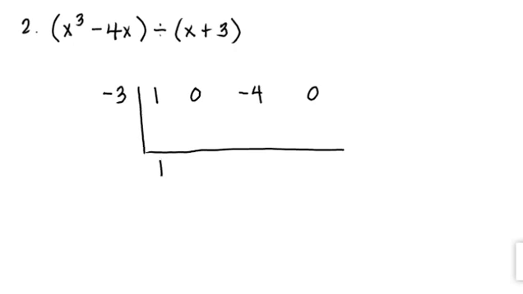So bring down 1, followed by negative 3 times 1 is equal to negative 3. At ito ay isusulat natin muli sa katapat ng 0 na matatagpuan sa second column. And 0 minus 3 is equal to negative 3. And negative 3 times negative 3 is equal to positive 9. At ang positive 9 naman ay susulat din natin sa second column na katapat ng negative 4. And negative 4 plus 9 is equal to positive 5.